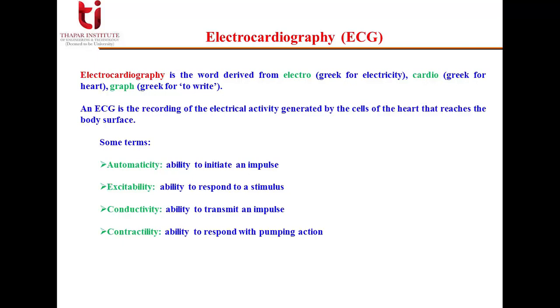We have some terms we should know to discuss ECG. The first is automaticity, that is the ability to initiate an impulse. Next is excitability, the ability to respond to a stimulus. Then conductivity, the ability to transmit an impulse. Next is contractility, the ability to respond with pumping action.